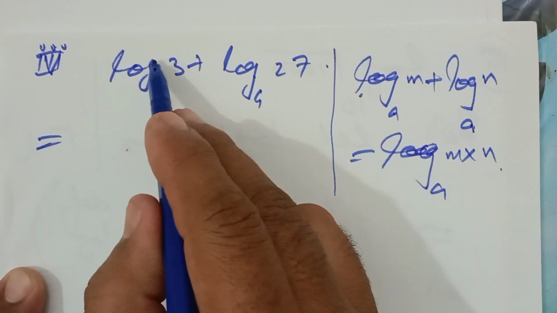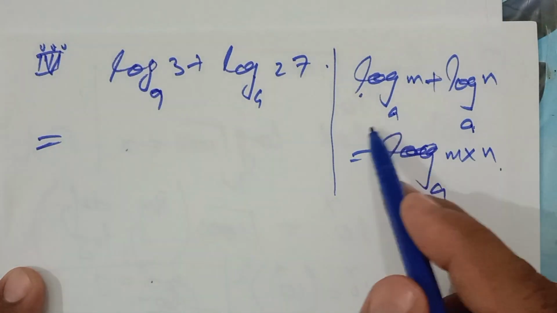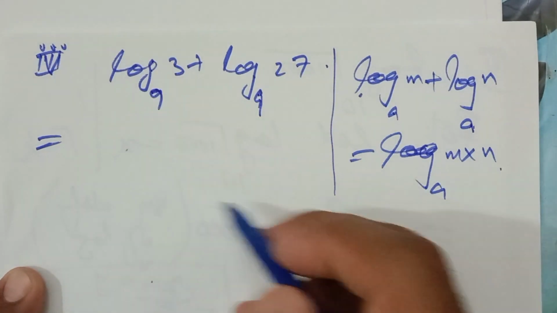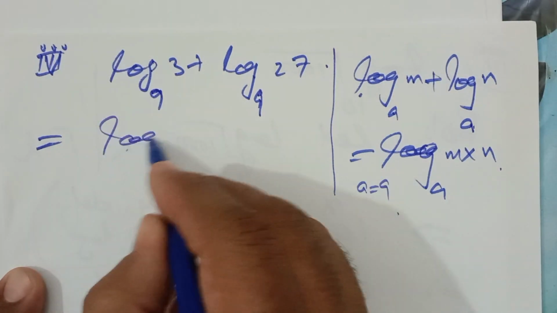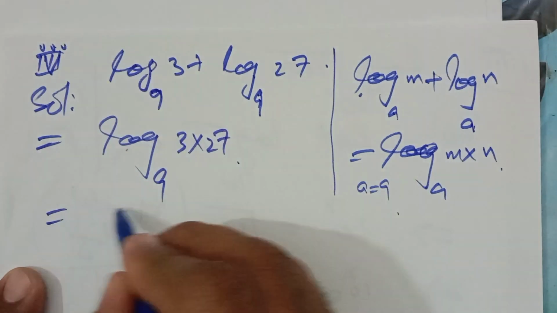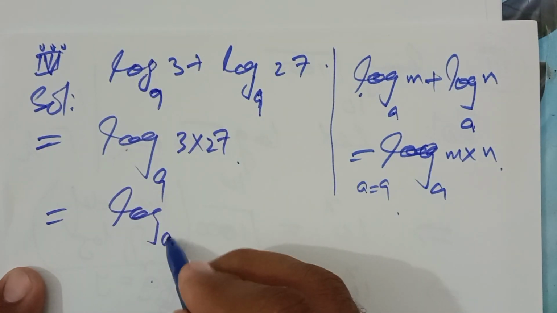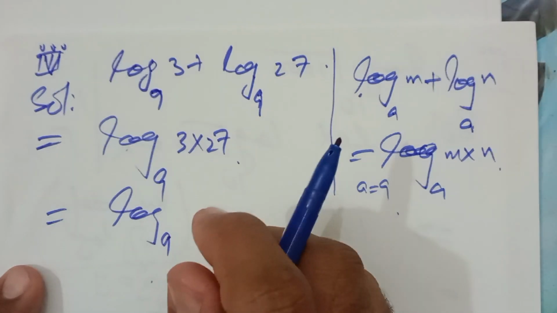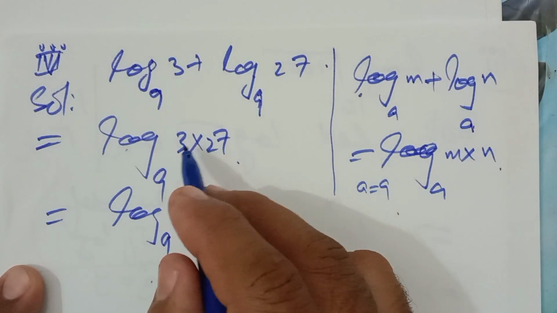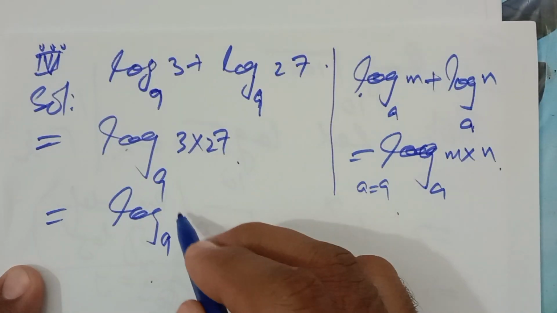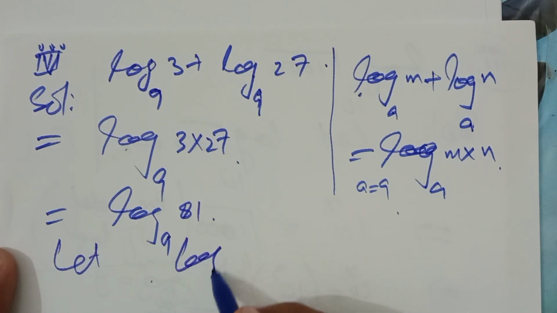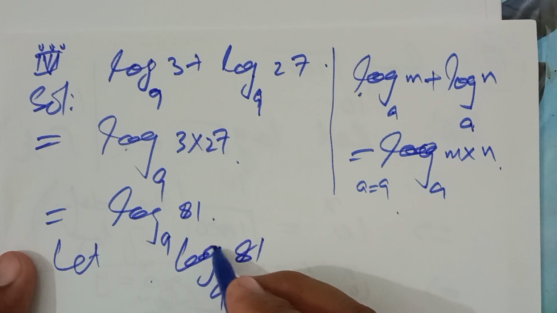So we can use it here. Here we will make the logarithm single. By means of this definition, log with base a, here a is equal to 9. So we can write log with base 9 of 3 multiplied by 27, that is 3 multiplied by 27. It means we get 81. Now let's say log with base 9 of 81 equal to x.